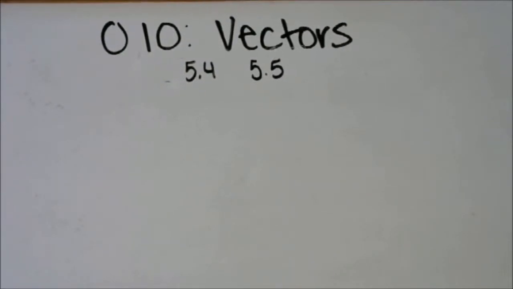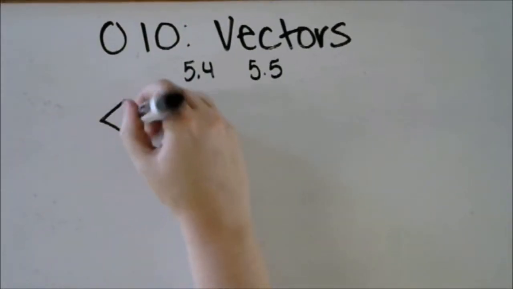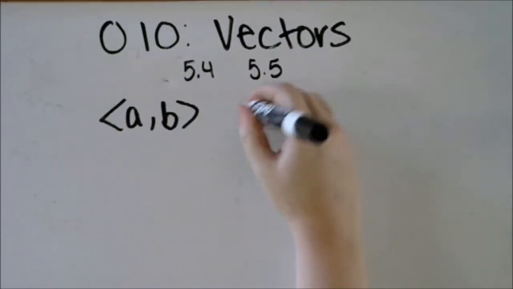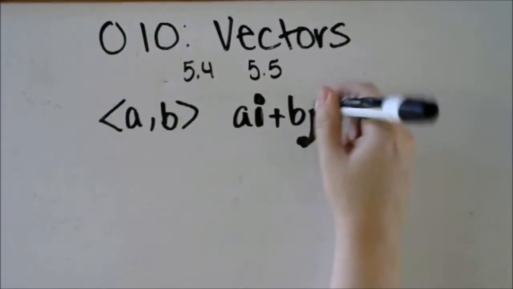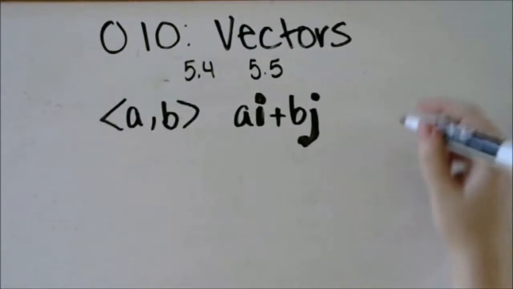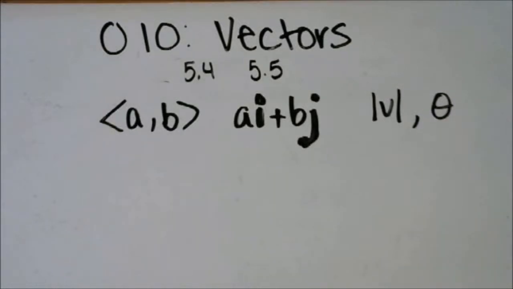This is part 2 of the video notes for Objective 10 vectors. These video notes correspond to sections 5.4 and 5.5 in your textbook. In the last section, we went over the ways to notate a vector. We have component form, we have a linear combination, where i and j are bold, and we have a magnitude and a direction.